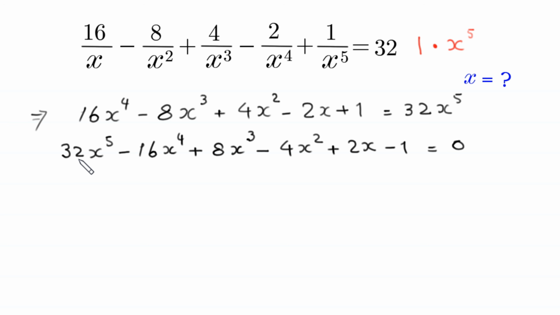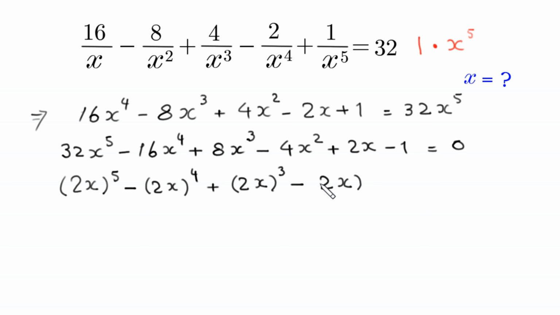Now this 32 is the same as 2 to the power 5. So this 32 times x to the power 5 will become (2x) to the power 5, minus this 16x to the power 4 can be written as (2x) to the power 4, plus this 8x cubed can be written as (2x) to the power 3, minus this 4x squared can be written as (2x) squared, plus this 2x minus 1 is equal to 0.